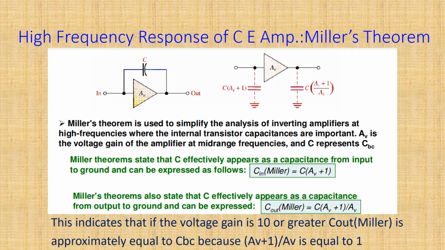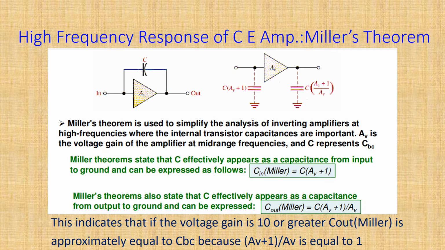AV is the voltage gain of the amplifier at a mid-range frequency and C represents the CBC. So Miller's theorem says that C effectively appears as a capacitance from input to ground and is given as C in Miller, equal to C into (AV plus 1). Miller's theorem also states that C effectively appears as a capacitance from output to ground and is given as C out Miller, equal to C into (AV plus 1) upon AV.